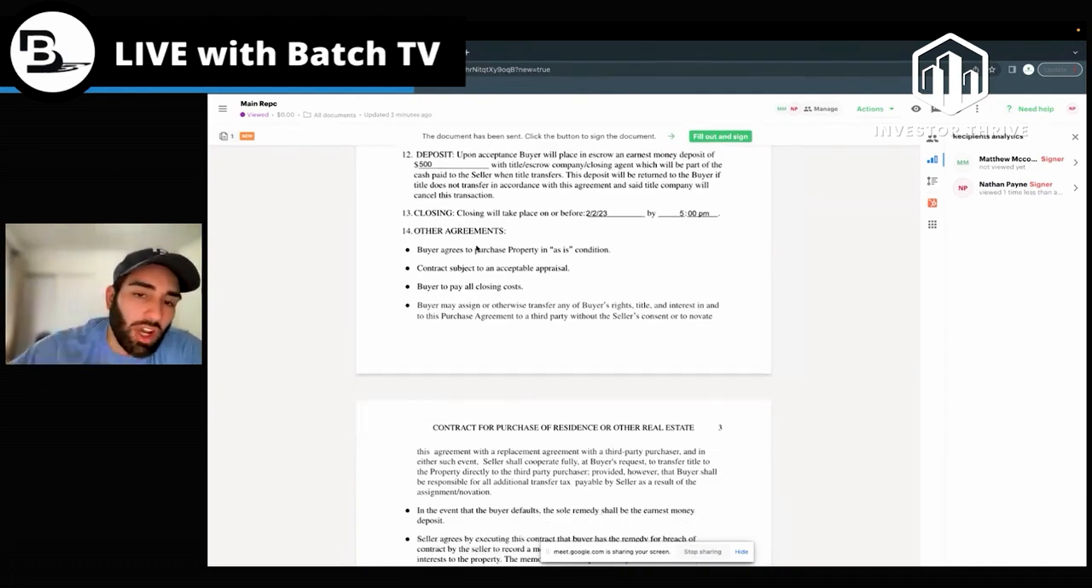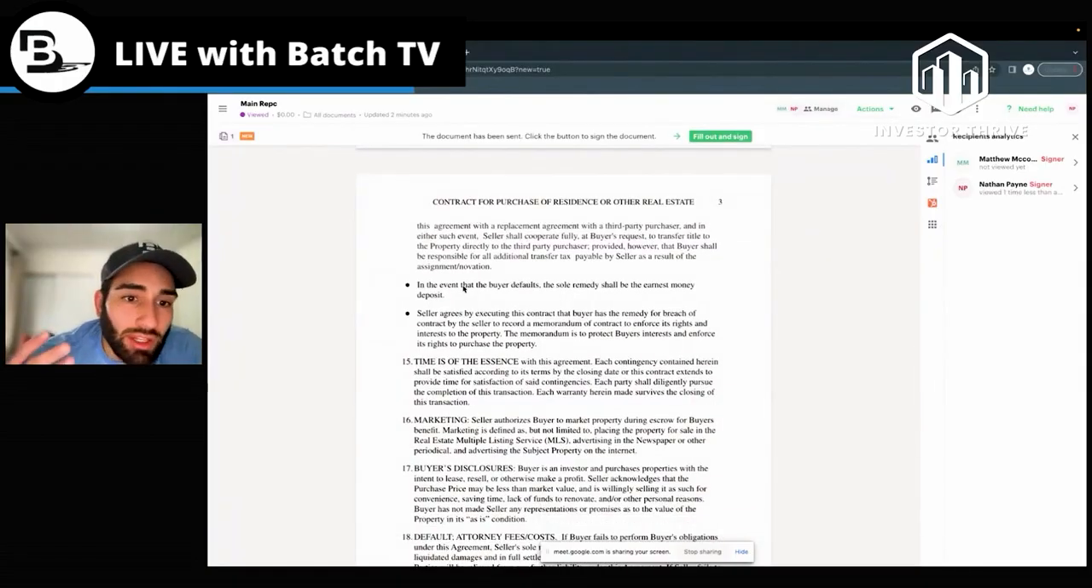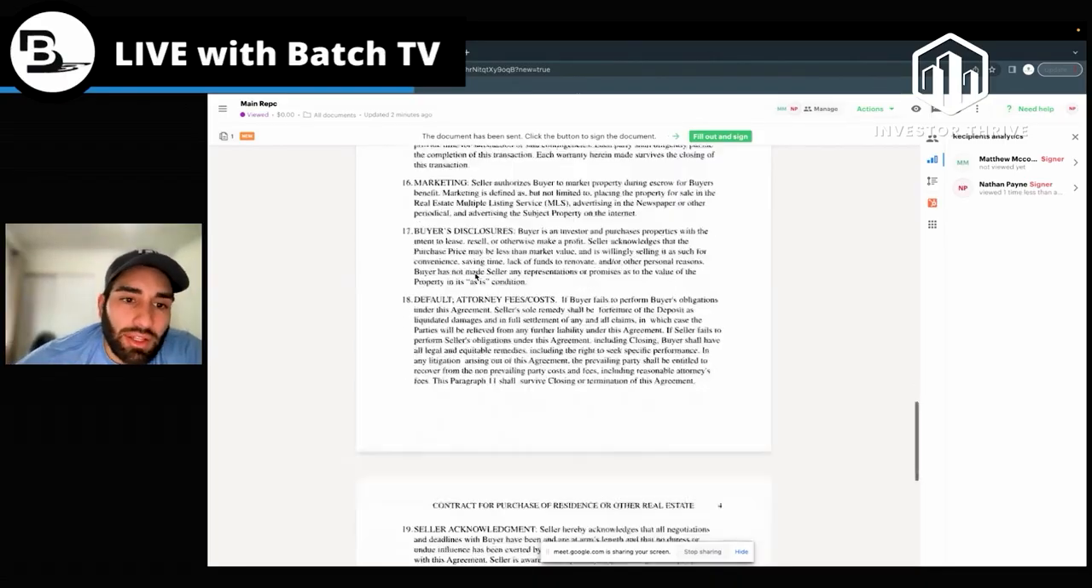Other agreements, this just talks about how we're buying the house as is. We're able to get an appraisal if we need to. We can work with partners on this deal. And if we go past the due diligence period, you get our earnest money if we back out. And you agree that you're selling this property to us in this time frame and you're not going to sign with anyone else. 15 is time is of the essence. That means we have the time allotted to us to purchase the property. Marketing, when we buy properties before we close, we reach out to people and let them know that we're purchasing the property so we can be prepared to resell it quickly.